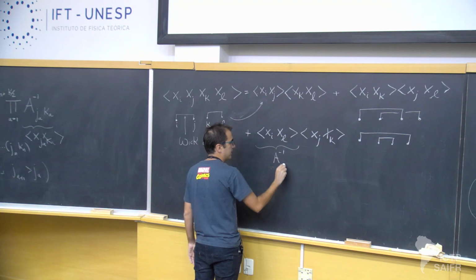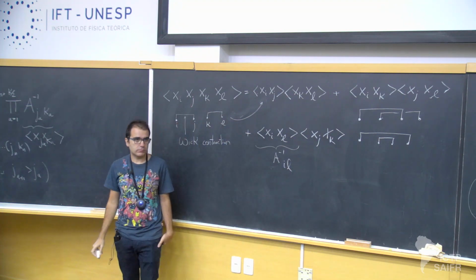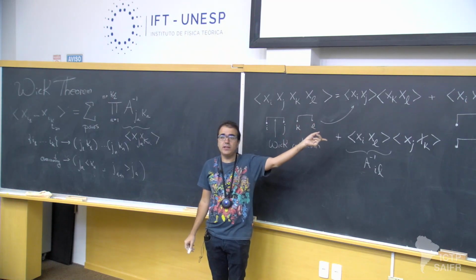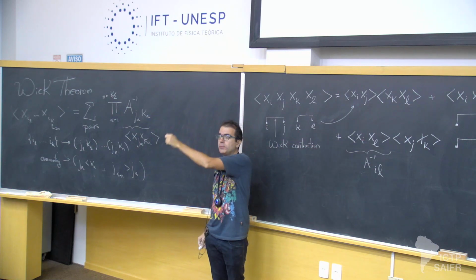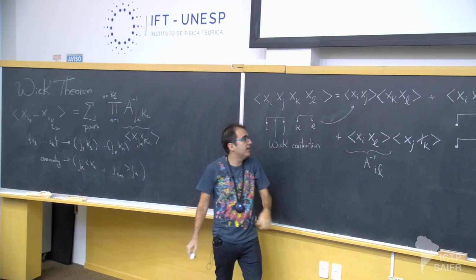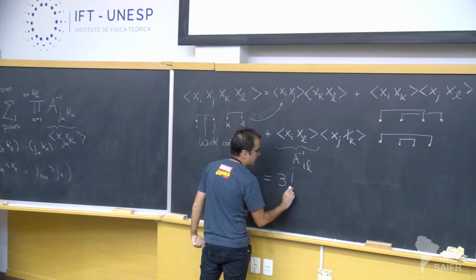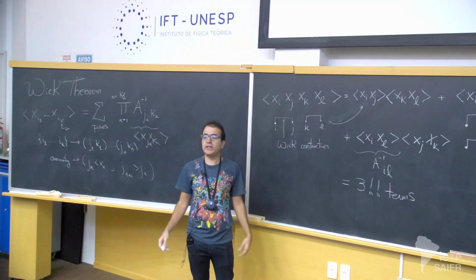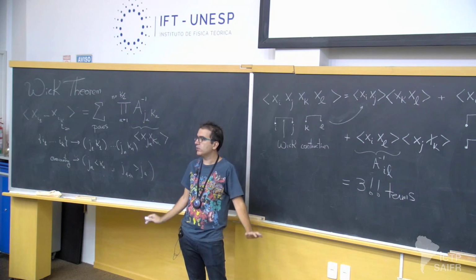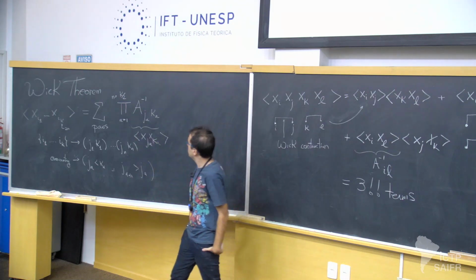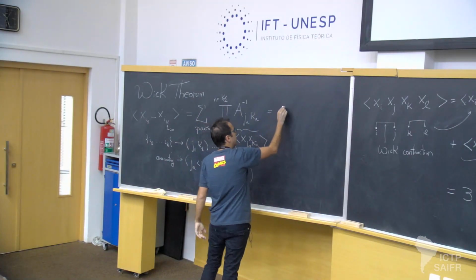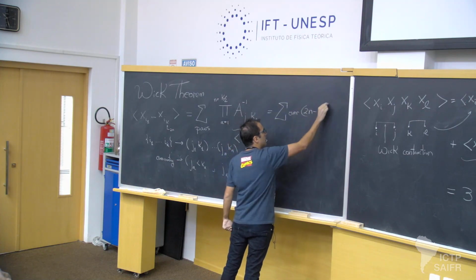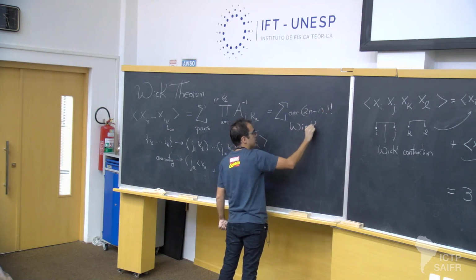This is nothing but 4 minus 1 double factorial. How many terms are there in here? 3, and this 3 is just: take the first one, choose how many options there are, take the next one, choose how many options there are. The fact that there are 3 is just this double factorial. In general, that's how many terms there should be. If I have 2n fields, I should get 2n minus 1 double factorial such terms in the weak contractions. So in other words, this fancy thing is a sum over the 2n minus 1 double factorial weak contractions.